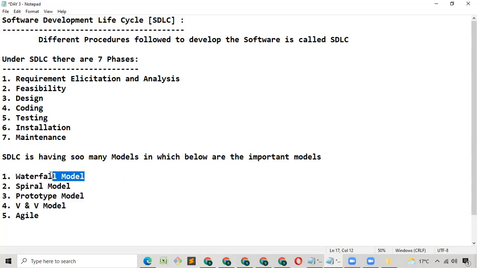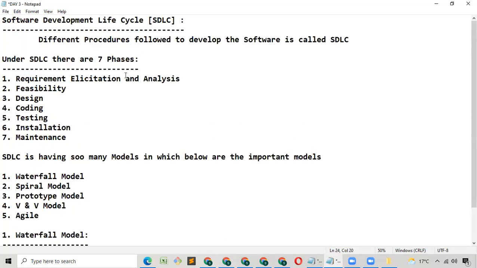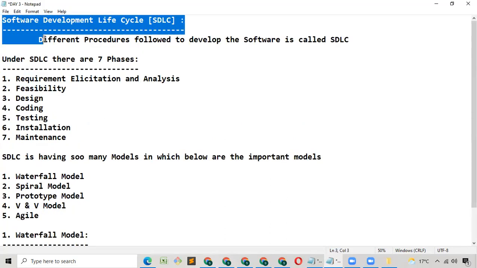Now I'll do one thing. I will take the first one. Sir, what is this first one? The first one happens to be the waterfall model. Now tell me, is there any doubt for anyone? If somebody is asking what is SDLC, different procedures followed to develop software is called software development lifecycle.